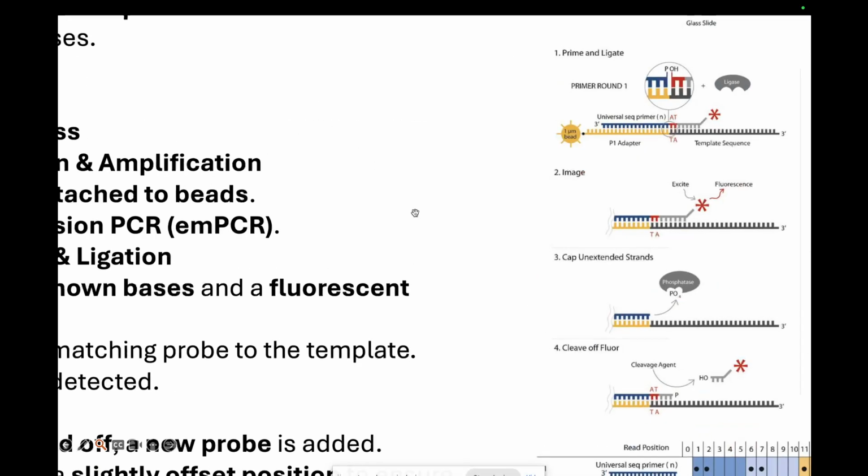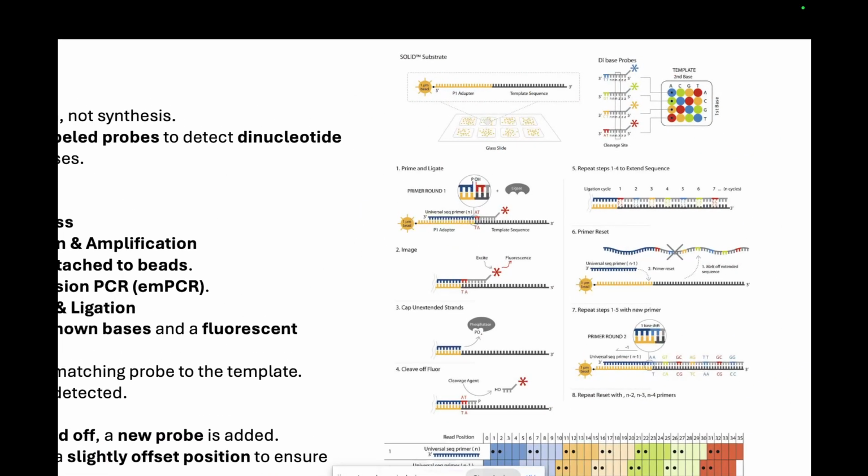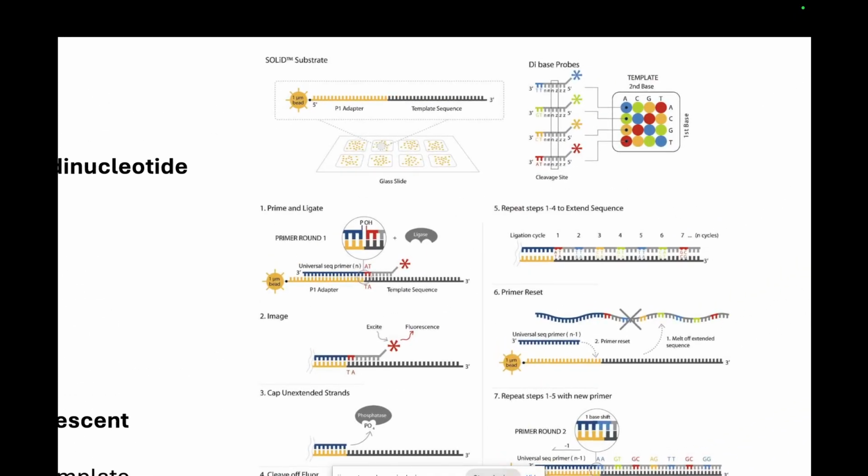So this is the whole process in a workflow. This is your bead, this is your adapter sequence, and this is the sequence you want to know the sequence of, right? So first, prime and ligate. This is the primer, this is your template sequence, and you basically ligate these using ligase.